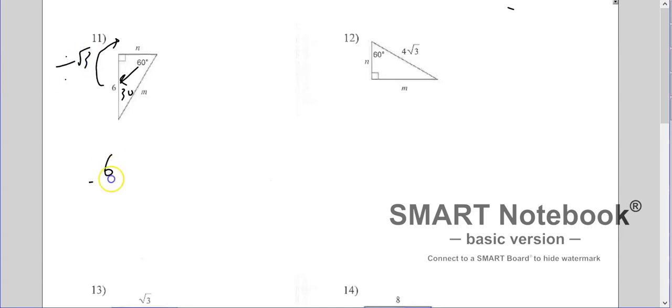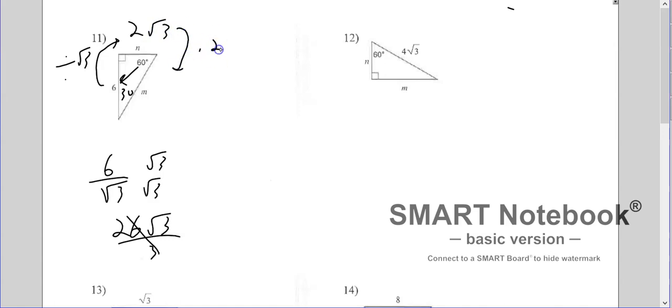So it's going to be a little bit of work. 6 divided by radical 3. We must rationalize, like so. Okay? So that gives me 6 radical 3 over 3, which is going to simplify to 2. So this is simply 2 radical 3. And then, going to the hypotenuse, we just double it. And remember, we only double the outside number. So that's going to be 4 radical 3.